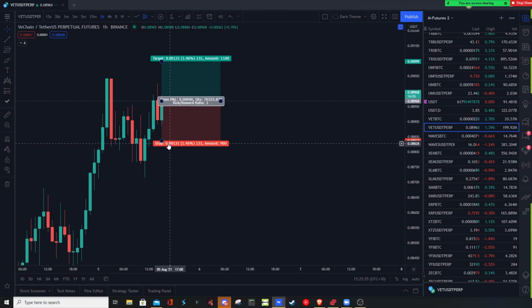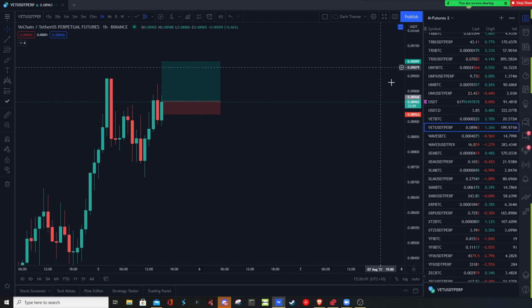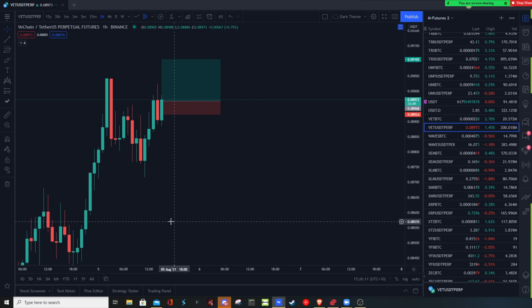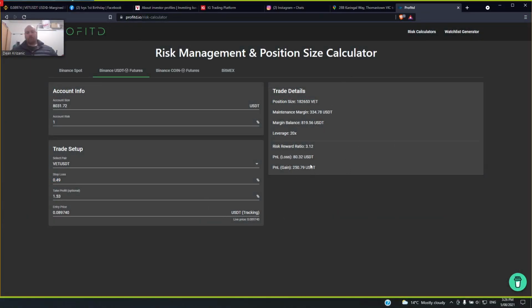So if I do a market buy there at 0.49% and 1.53, there. Okay, so now I just got to input those numbers in here. So that will be like my position size.